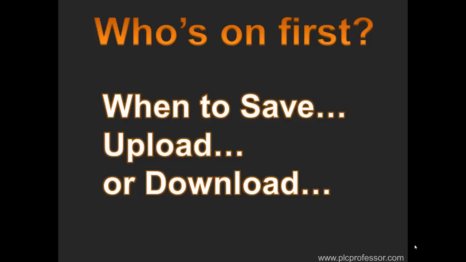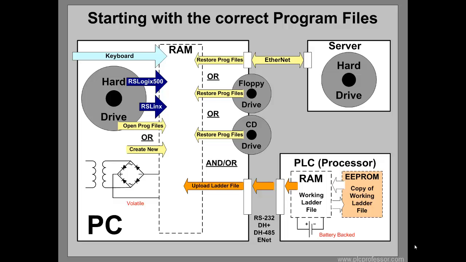Okay, now we enter into a subject that's a real favorite for everyone. Who's on first? When to save, when to upload or download. Okay, this is a graphic with a lot of details on it, and it's basically showing all possible locations for files. We'll just start up in the upper right-hand corner, server hard drive, probably connected by Ethernet to your PC.